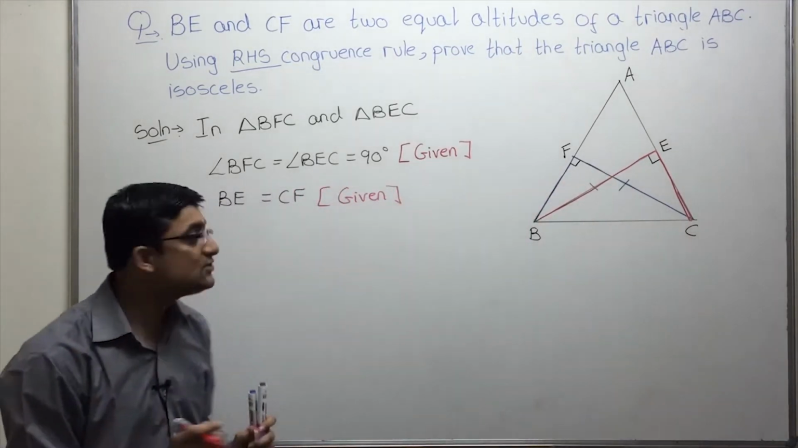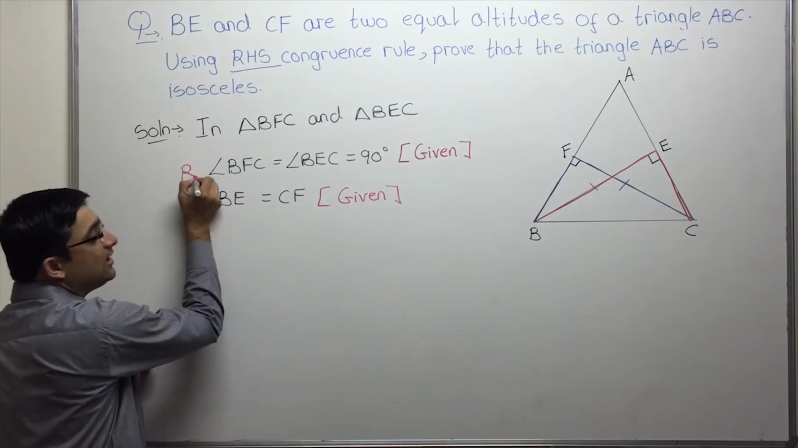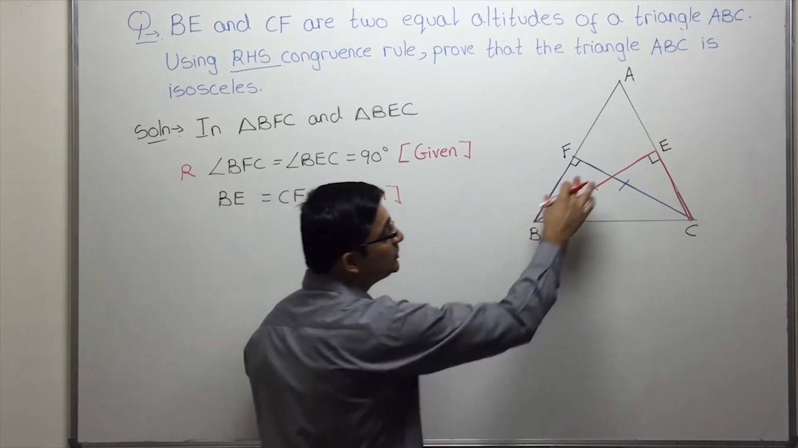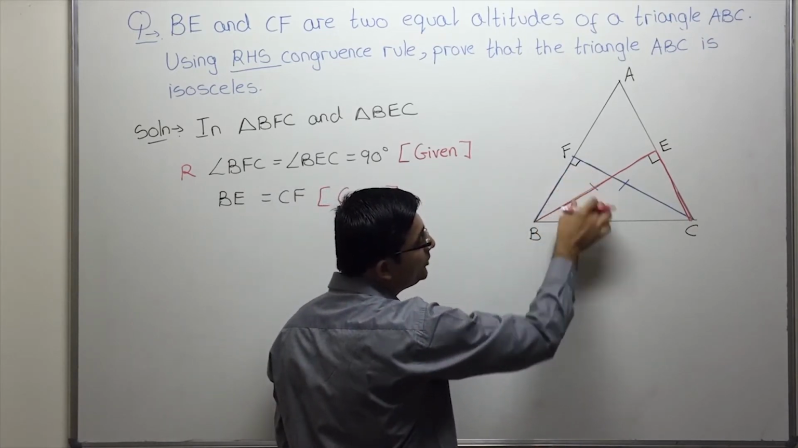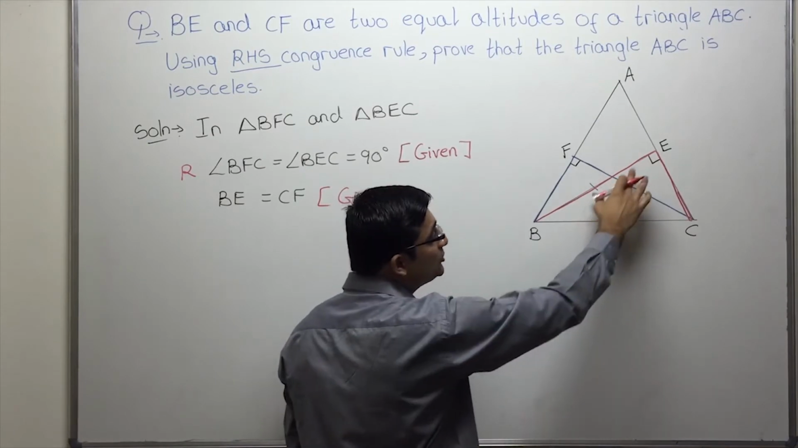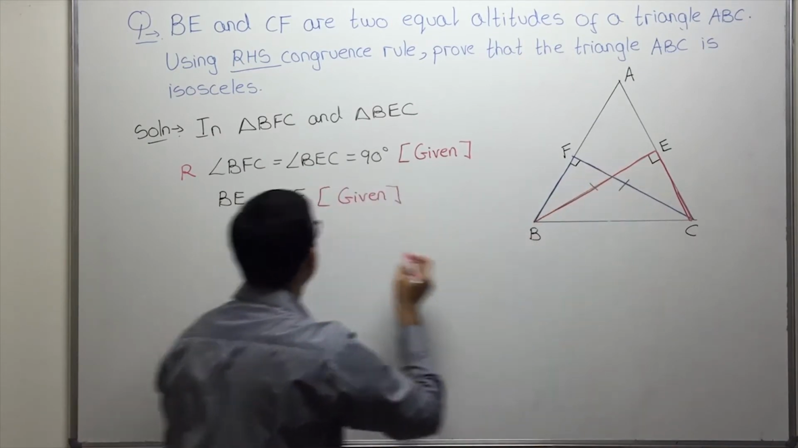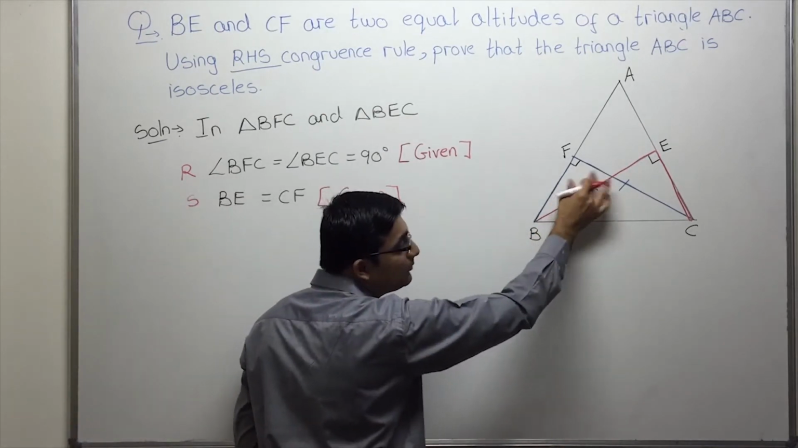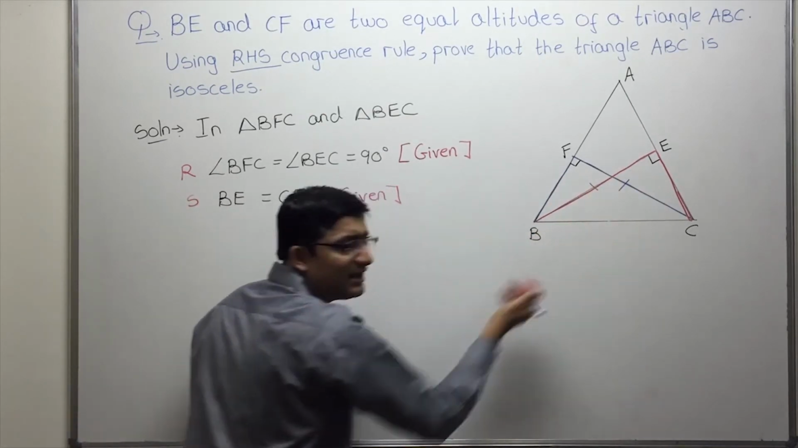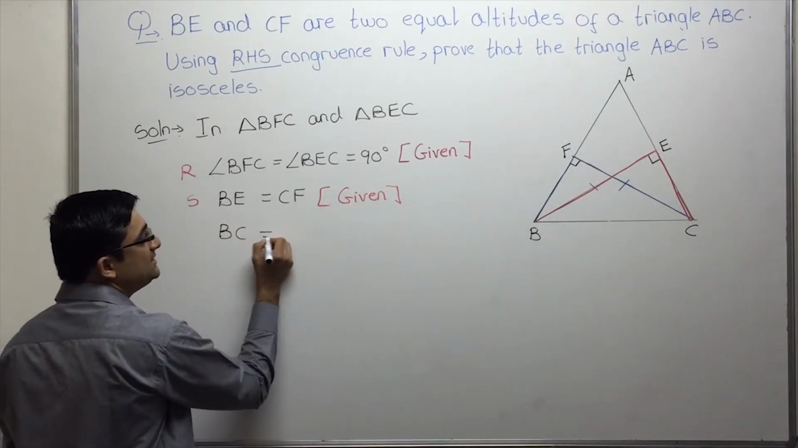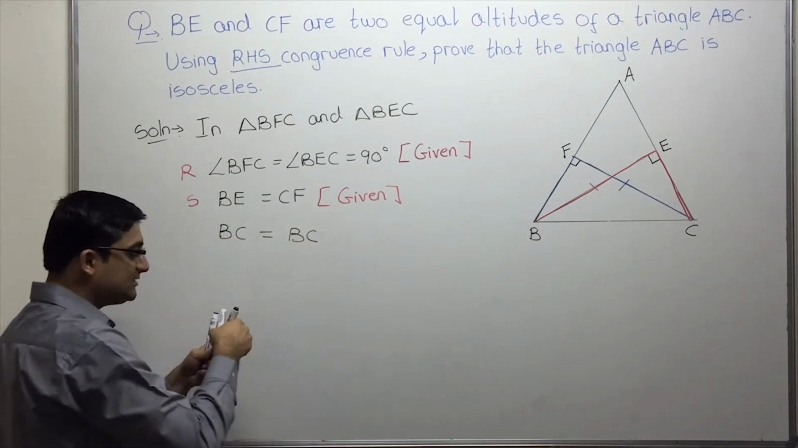Now if I look at the RHS criteria, this over here is R. In each of these right angle triangles, locate the hypotenuse. For the blue triangle, which is the hypotenuse? BC. For this red triangle, which is the hypotenuse? BC. So BE and CF are sides, this is S. The hypotenuse for both the triangles is BC, and BC is a common side. So BC is equal to BC. What is the reason? Common side.